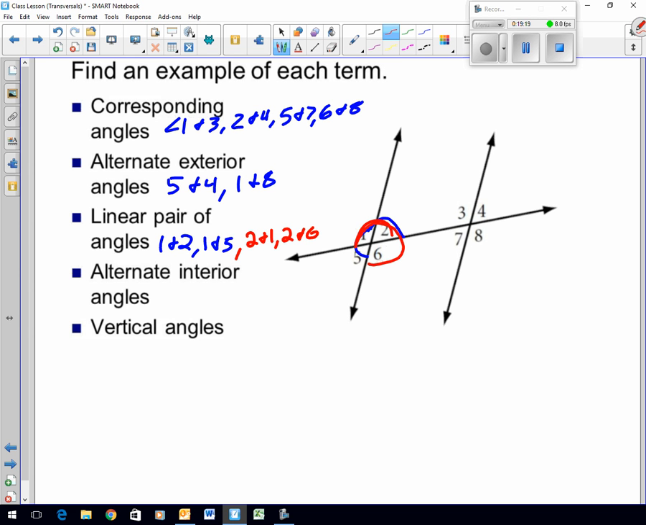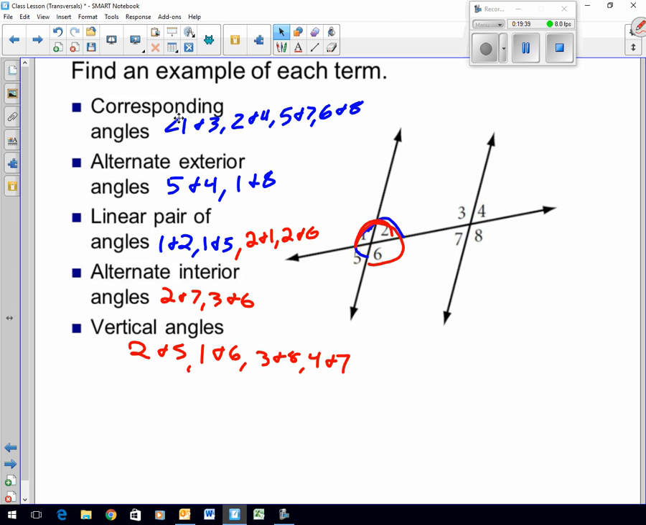2 and 7, 3 and 6. Vertical angles. 2 and 5, 1 and 6. What about the other pair? 3 and 8, 4 and 7.